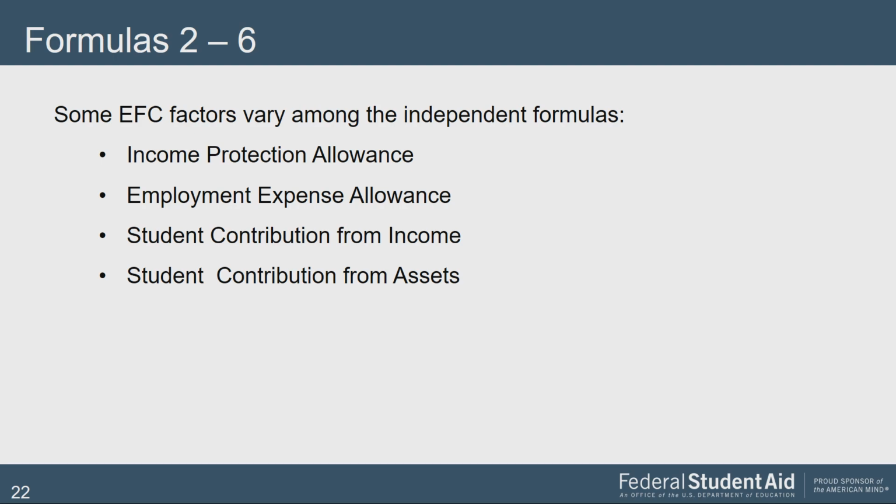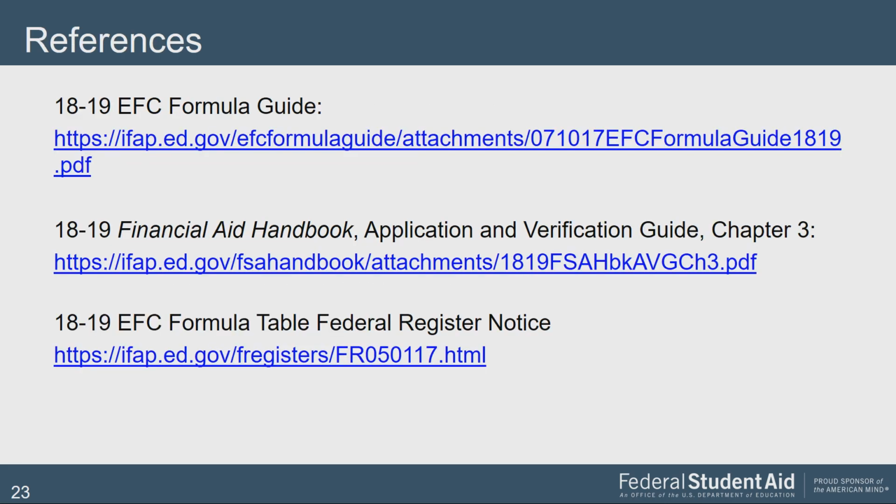Some EFC factors vary among the independent formulas. So he already went through that the tables will adjust depending on states, the person, whether it's the parent or the student, age, household size. I believe those are the ones. So you have income protection allowances adjust, employment expense allowances adjust, student contribution from income adjusts, and student contribution from assets adjusts. So these are the references that we've mentioned verbally, so you know where to find them on IFAP.